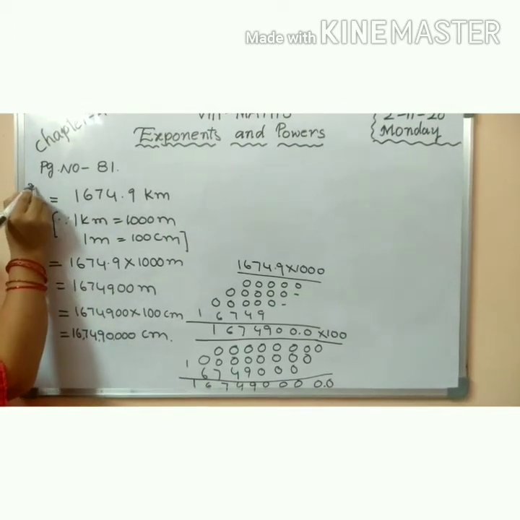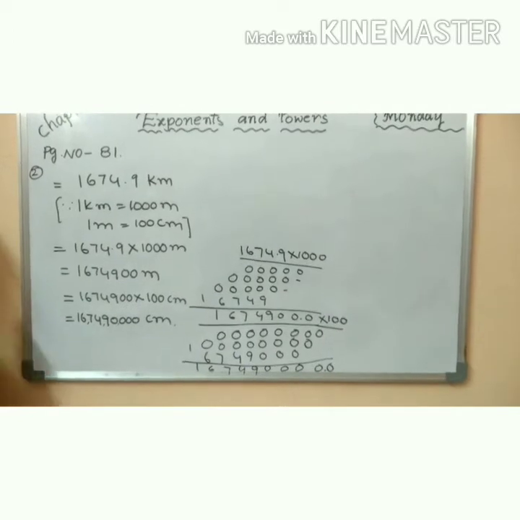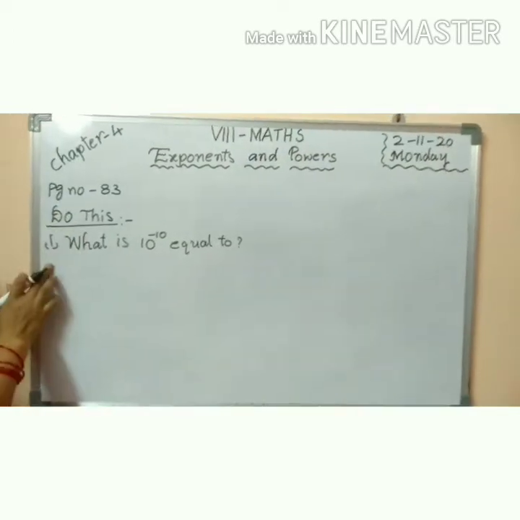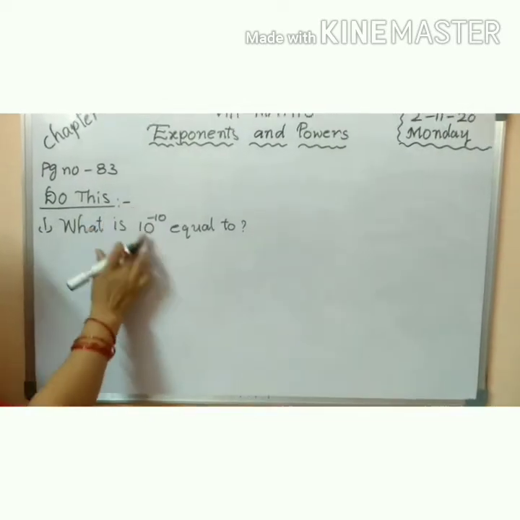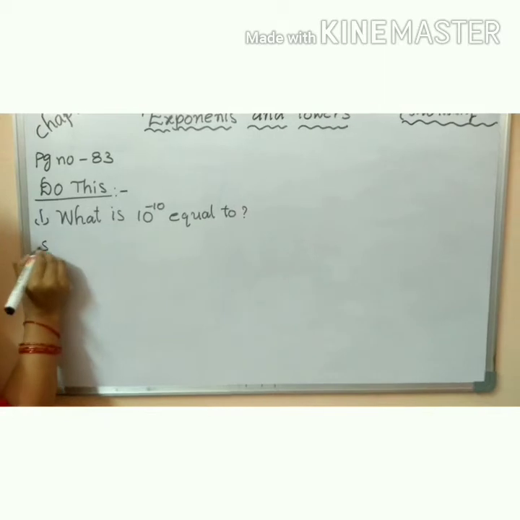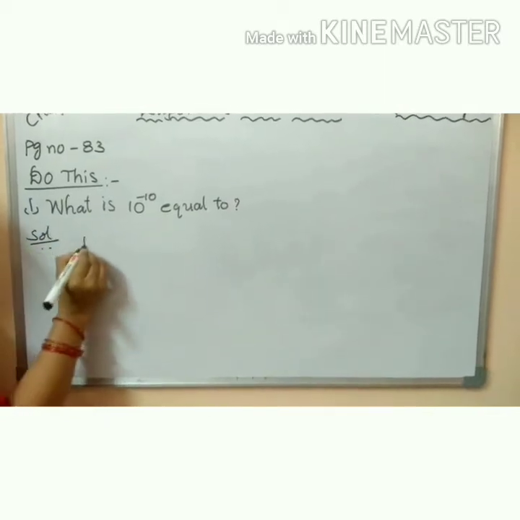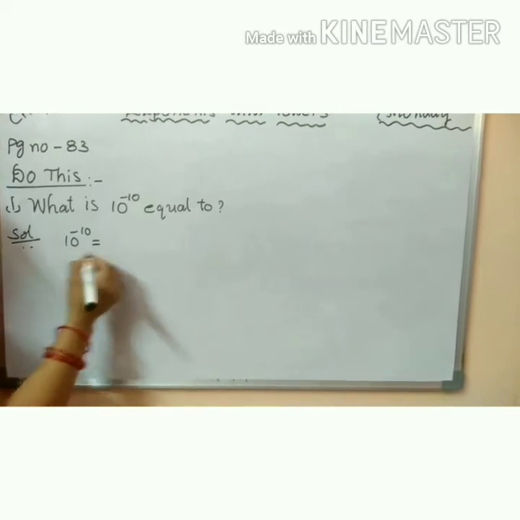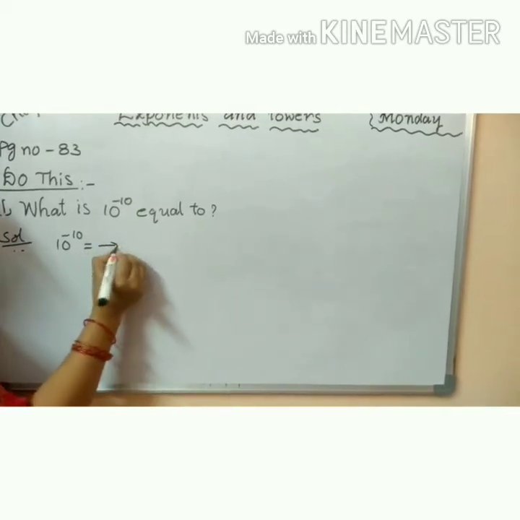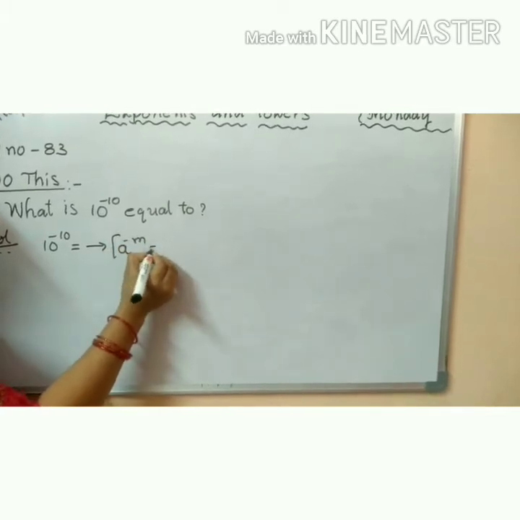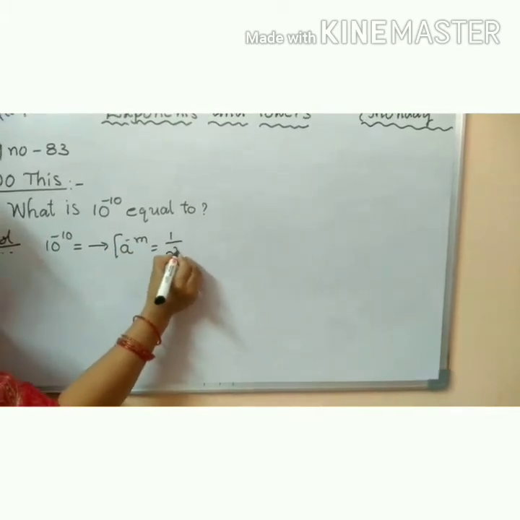Do this second problem. Okay, then that is completed. On page 83, do this first one. What is 10 power minus 10 equal to? Find the 10 power minus 10 value. Solution: 10 power minus 10 is equal to, use the formula, laws of exponents, a power minus m equals 1 by a power m.